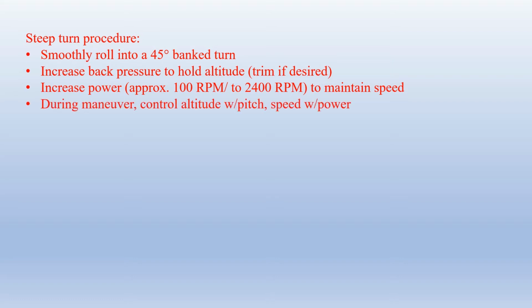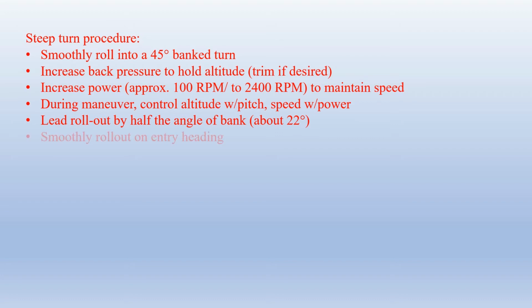Once you're in the turn, you're going to control your altitude with pitch, very small corrections in pitch, and control your speed with your power, very small corrections in power setting. Just like a normal turn, we're going to lead the rollout by about half the angle of bank, but since we're doing 45 degrees, that's about 22 degrees now. And no, I can't see 2 degrees on a Cessna 152 heading indicator any better than anybody else, so just know that at slightly more than 20 degrees is where you want to start your rollout.